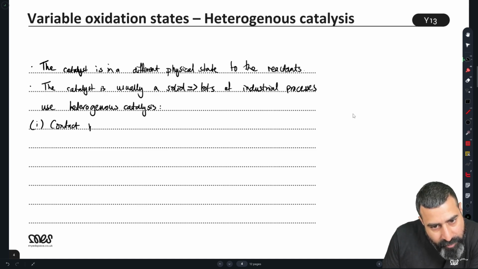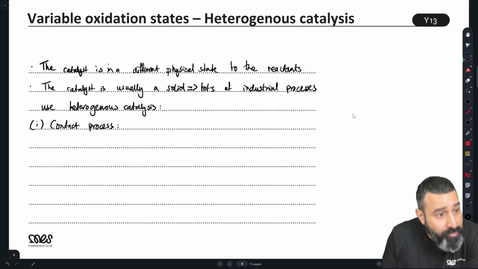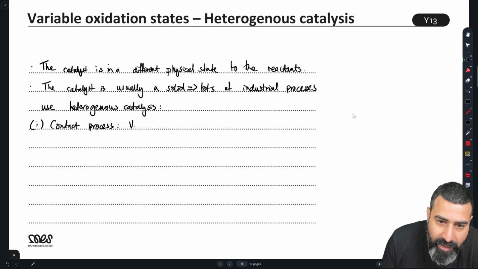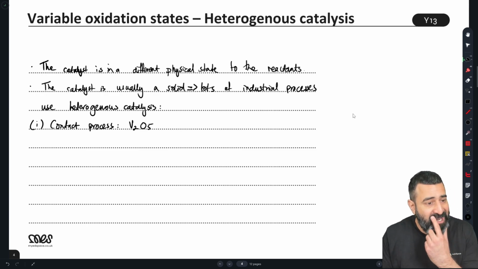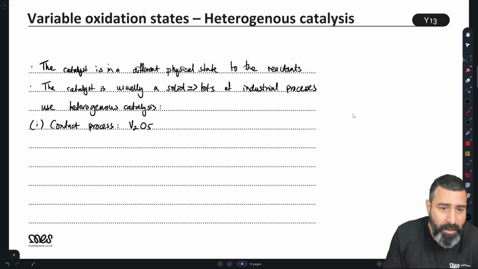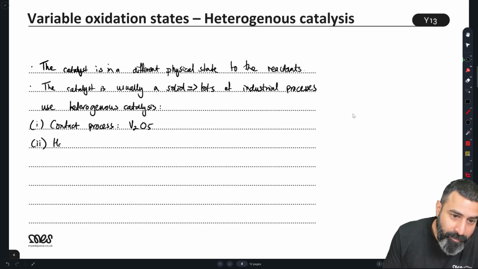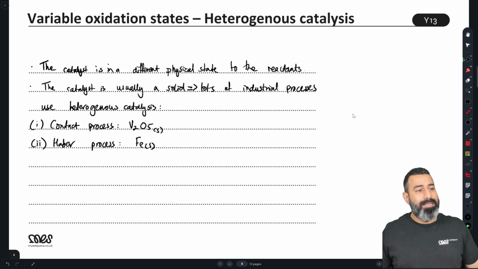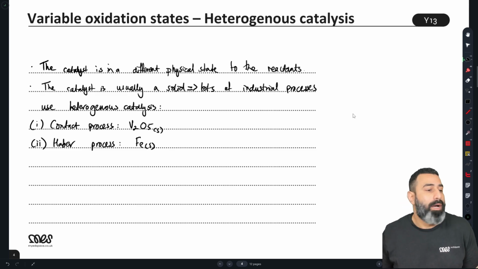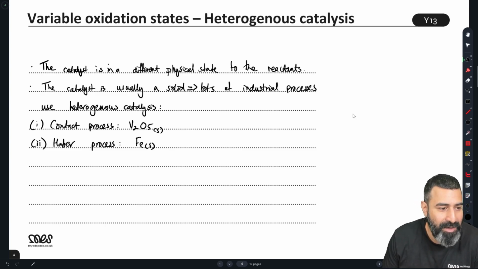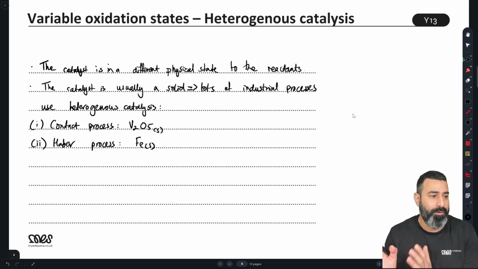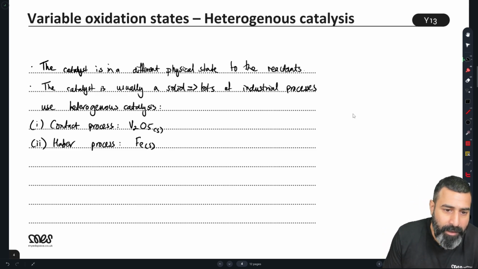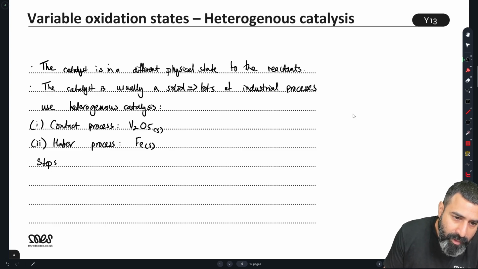So in the contact process, which makes sulfur trioxide, we use a vanadium oxide catalyst, V2O5. So vanadium in the +5 oxidation state. In the Haber process, very important industrial process, we use iron, solid. Okay, so let's have a look at how a heterogeneous catalyst works. So the steps are relatively straightforward, and what we'll do is we'll try and draw a little cartoon explaining how this works. So the steps to remember.